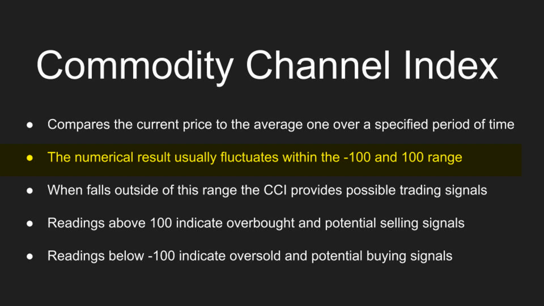However, sometimes it falls outside this range, and this is when it provides us with possible trading signals. In general, a reading above 100 is considered to be within the overbought area, while a reading below minus 100 is considered to be oversold. But the levels might change depending on the asset you trade and the current market state.